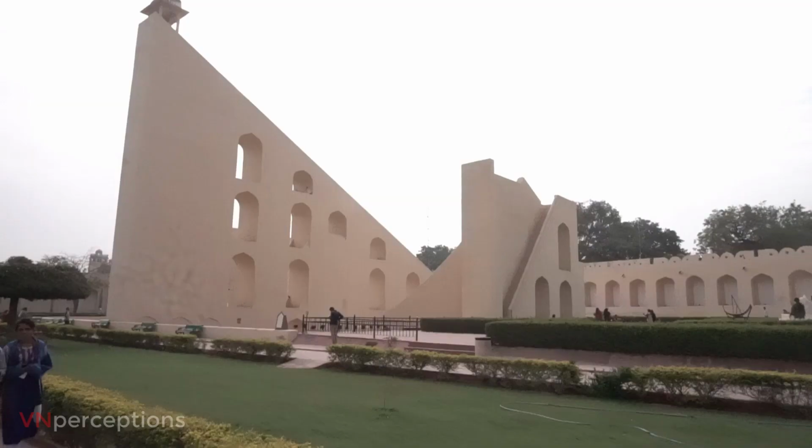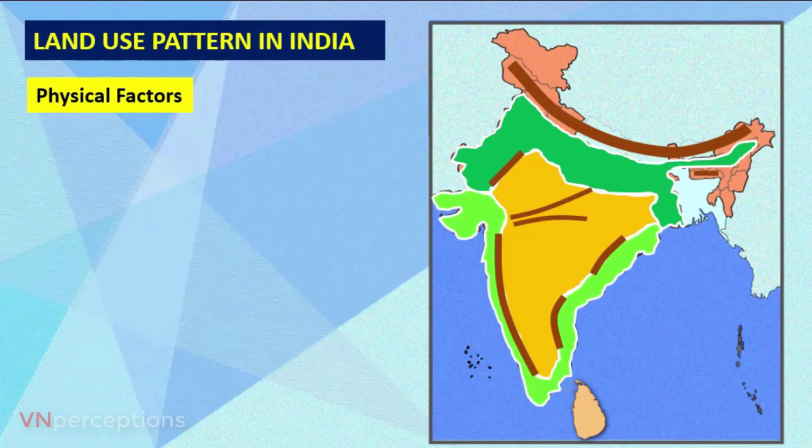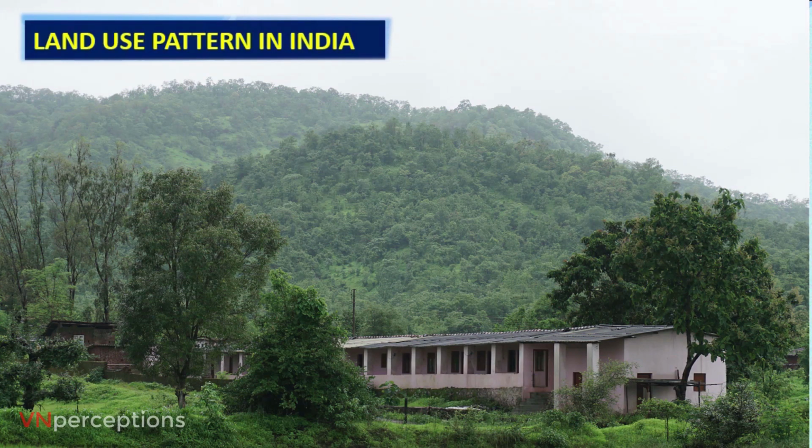The land use is generally seen in the form of physical factors as well as human factors. Talking about physical factors, the first factor that influences the land use is the topography. When I say topography, topography refers to the nature and slope of the land.